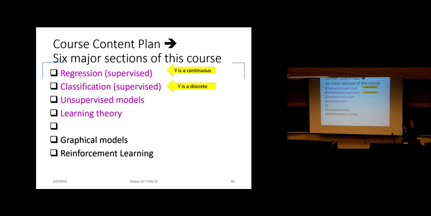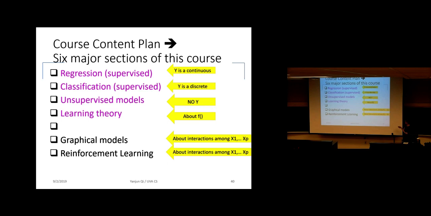So regression is about why being continuous. Classification is about conditional why being discrete. Unsupervised, there's no why. Learning theory is about properties of F. Graphical models are about interaction among feature variables. You can also consider the output variable as one of the feature variables. I should revise this for reinforcement learning: it's about your distribution of x, y being shifted by the actions.